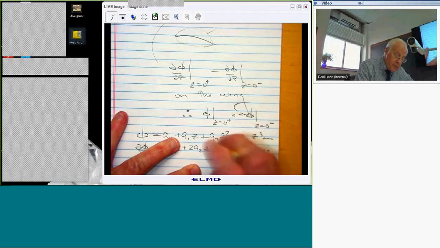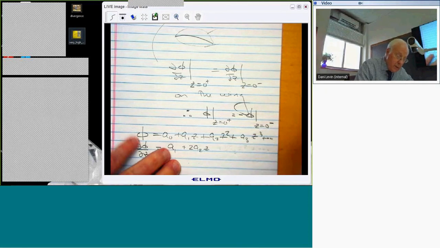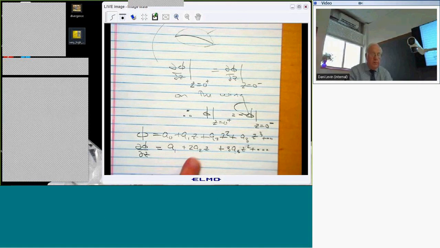Let me go back again. 2 a2 z, 3 a3 z squared. A2 needs to be 0, right? And A4 needs to be 0. And A6 needs to be 0, right?